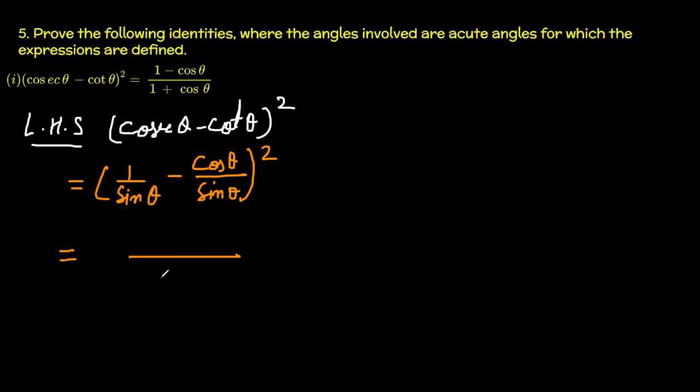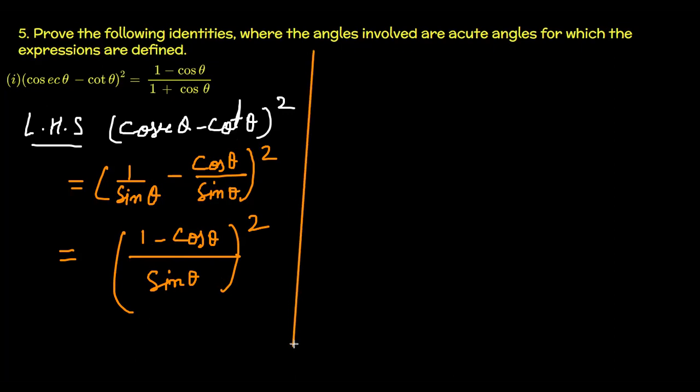Well, we can easily take LCM, so it comes sine theta in the denominator. Inside the bracket we are solving. And then it is 1 minus cos theta and whole square of this. Now we can write it as 1 minus cos. We can split the numerator. I mean, we can write the square separately in the numerator and denominator.